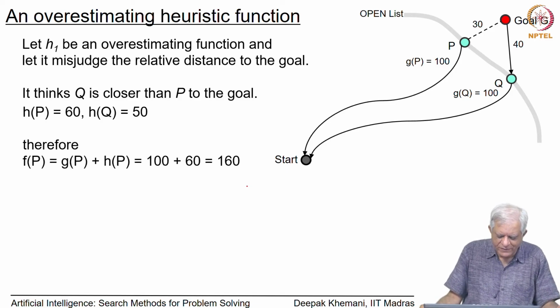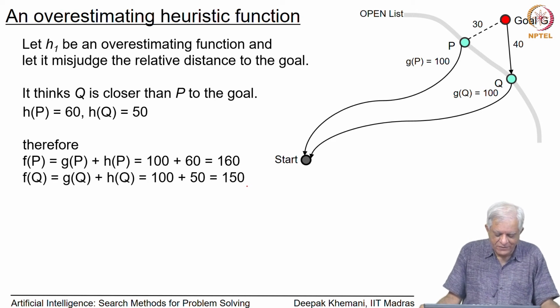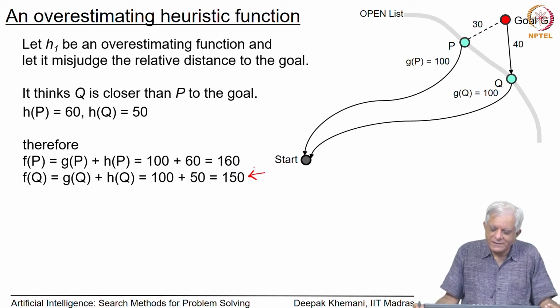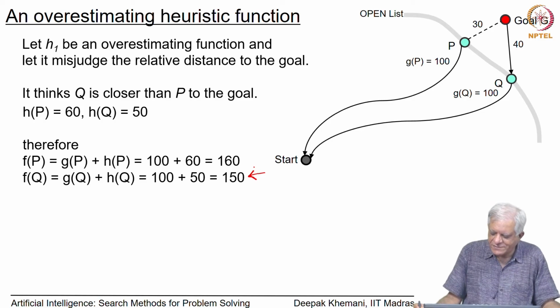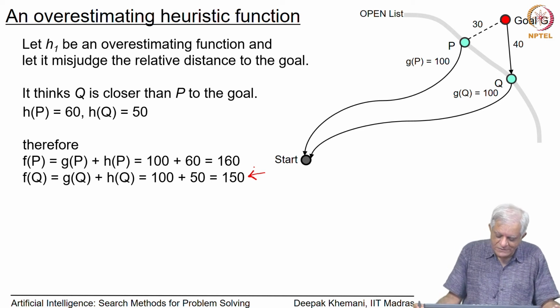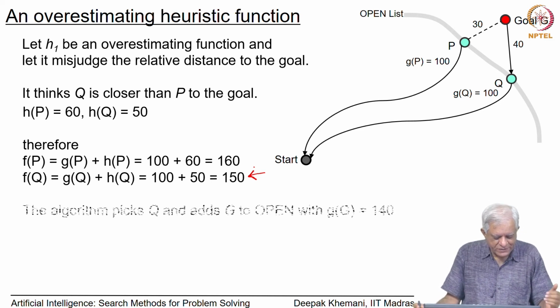It will compute the f values, and you can see that the f value of P is the G value of P plus the H value of P, which is 100 plus 60, as we have just mentioned. Likewise, the f value of Q is 100 plus 50, which is 150. So, clearly between these two nodes, this one is the better node and A star should pick this node and expand it, put it into closed, and generate its neighbors. Let us assume for simplicity that the only neighbor is G. So, it will add the goal node G to the open list.